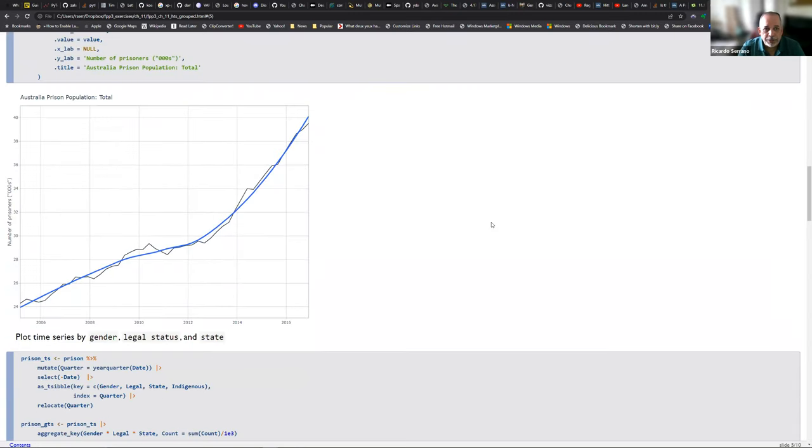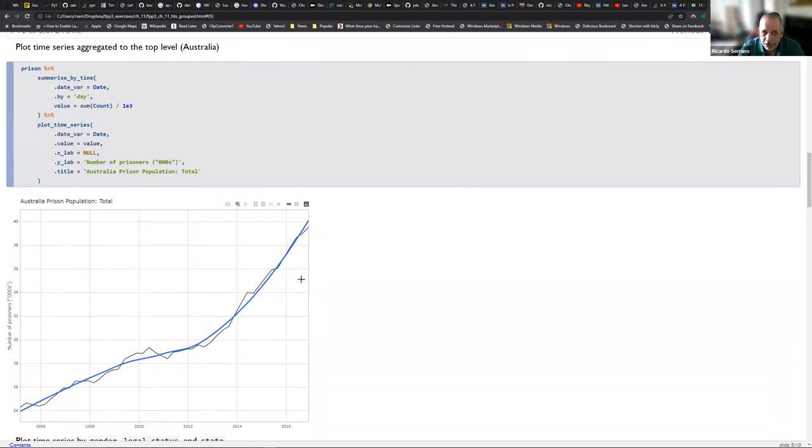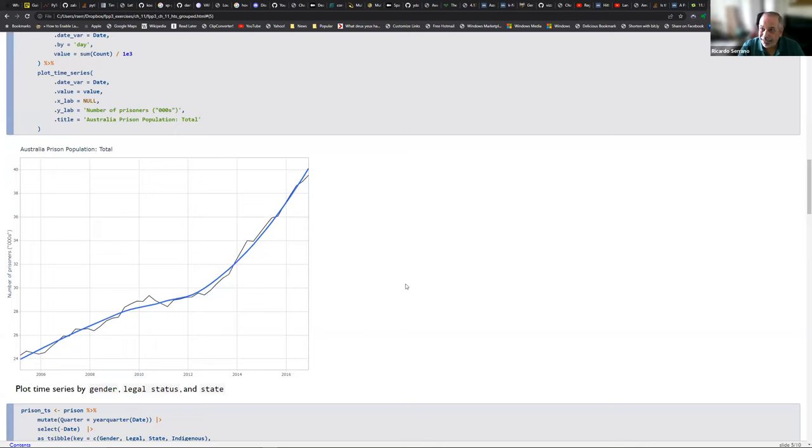Indigenous is not taken into account in this kind of example. And if you plot this, you will see the aggregate value of the whole prison population across all states, and you see that it's kind of monotonic. It just goes up, which is interesting to observe, especially between 2005 and 2016. In other words, there's more people being in prison in Australia.